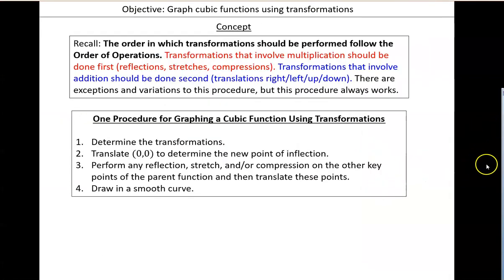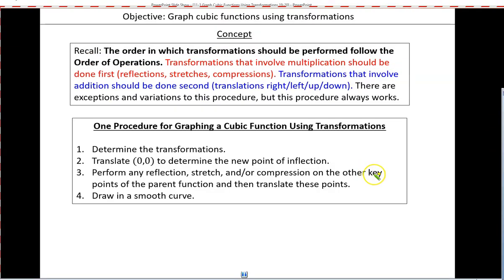This is talking about how we perform our transformations, which is the same thing that we were doing in the previous graphing lesson. You want to make sure that after you identify all your transformations, what you do first are any reflections, stretches, or compressions. And you want to make sure that what you always do last are your translations. Any translations, left or right, up or down, always do those last to make sure that your graph is done correctly.